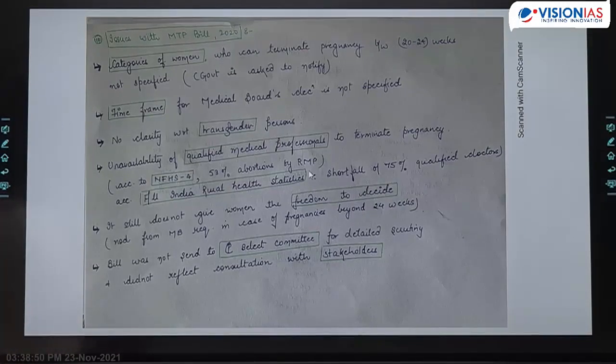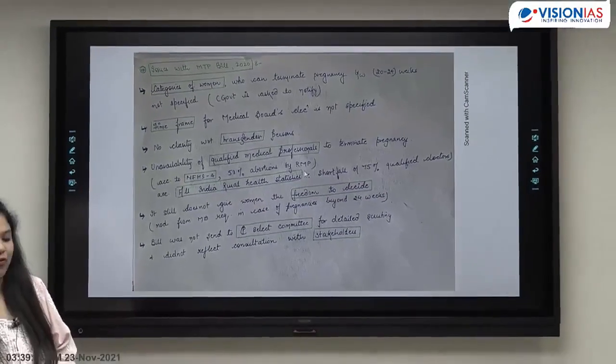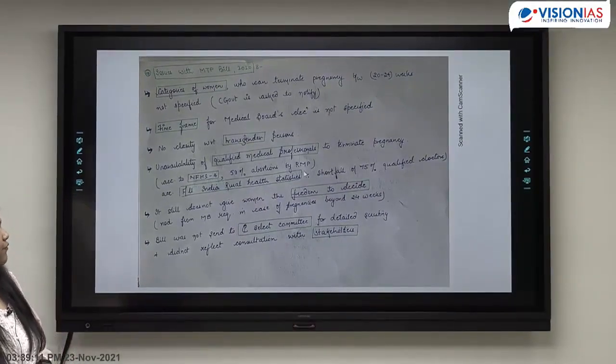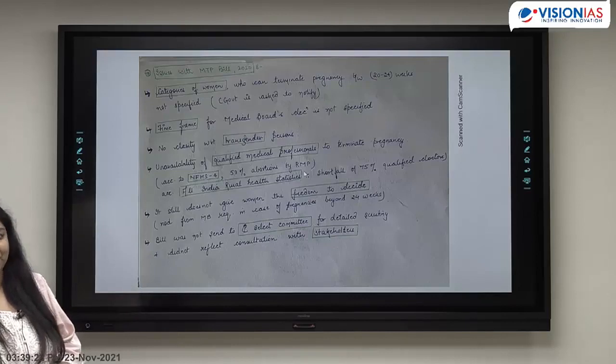Then the time frame in which the medical board has to give its decision with respect to aborting the child post 24 weeks has not been specified. There is no clarity with respect to transgender persons. Most importantly, we do not have infrastructure. We do not have qualified medical professionals to terminate pregnancy. In fact, according to National Family Health Survey report number 4, 53% of abortions have been done by registered medical practitioners. The rest have been done by unregistered ones. So we do not have qualified medical professionals.